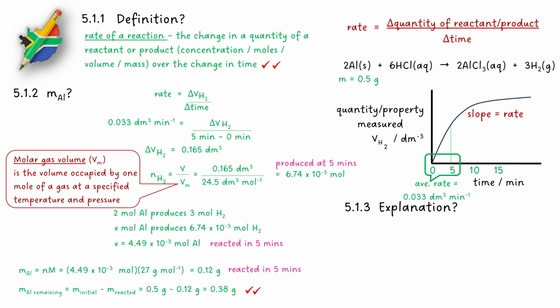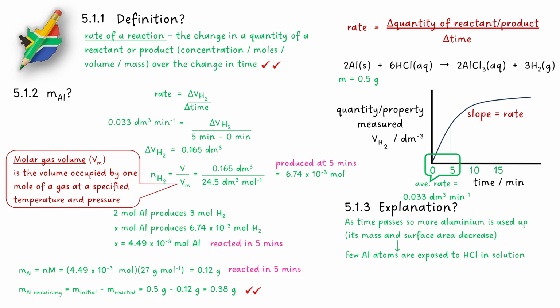remaining. Next, we need to explain why the rate changes in the first 5 minutes and isn't a constant value. Well, as time passes, more aluminium is used up, and its mass and surface area decrease. This means fewer aluminium atoms are exposed to acid molecules in solution. And so there are fewer effective collisions per second. And so the rate slows down.